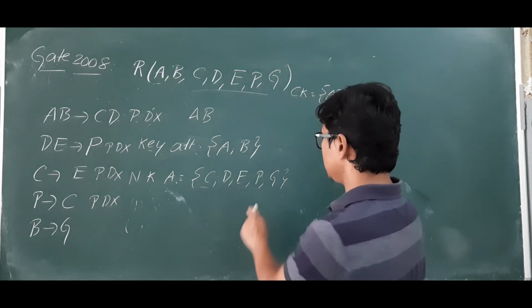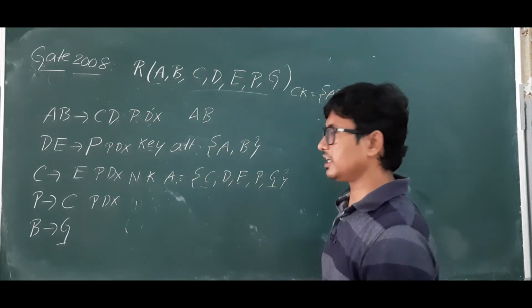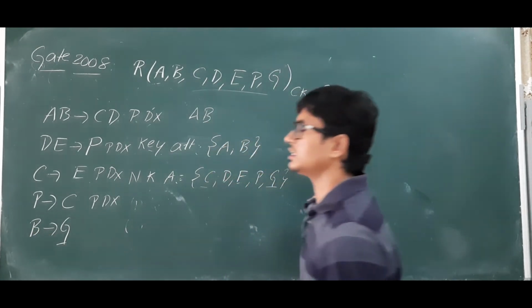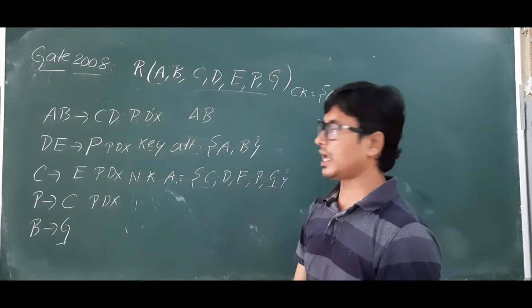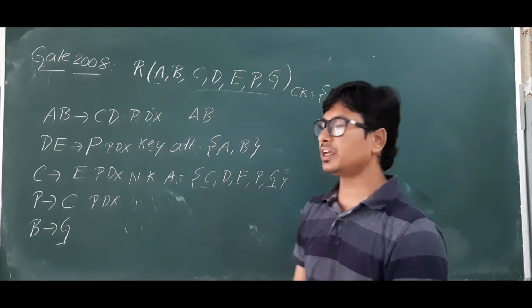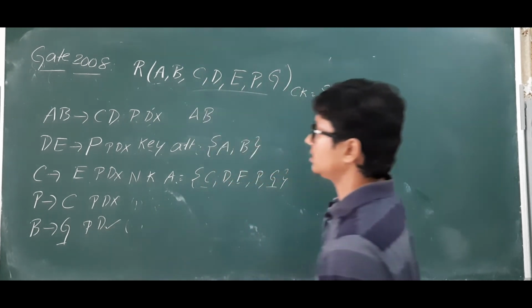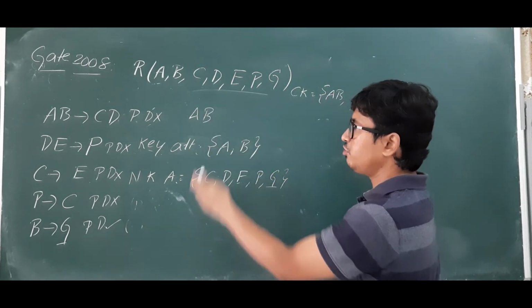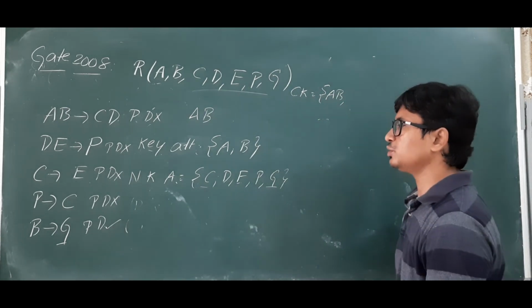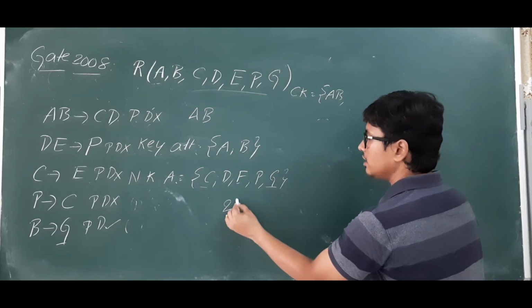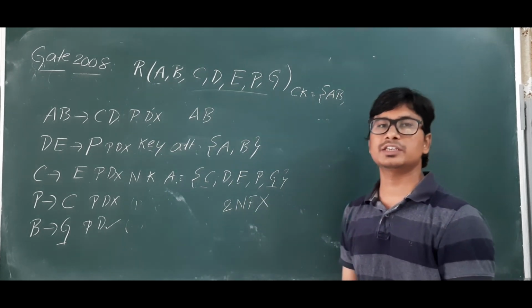B determines G. G is a non-prime attribute. So the first condition is satisfied. What is the second condition? The left-hand side should be part of the candidate key. AB is the candidate key. B is part of the candidate key. So it is a partial dependency. Out of the 5 FDs, 4 are not partial dependencies and 1 is a partial dependency. Now whether it is 2NF or not: as there is a partial dependency, this relation is not in second normal form.